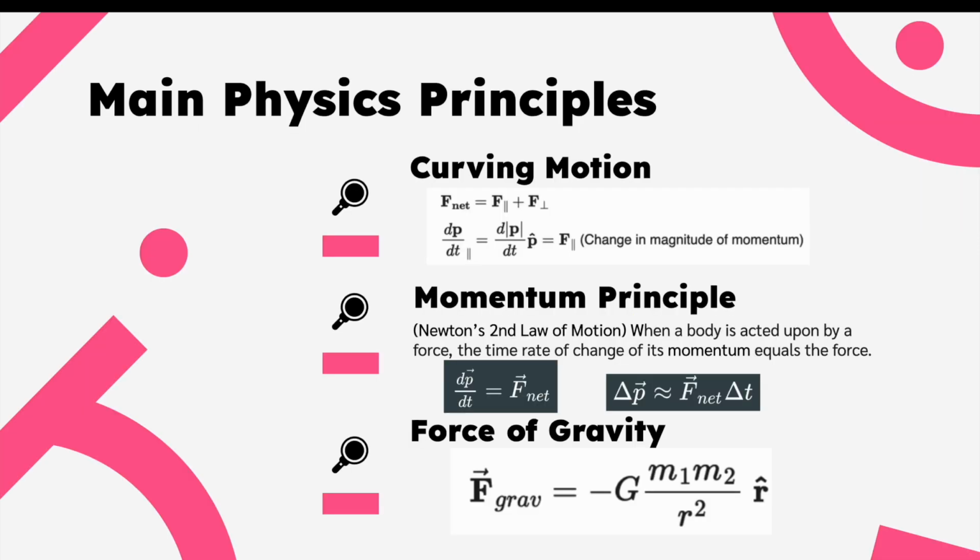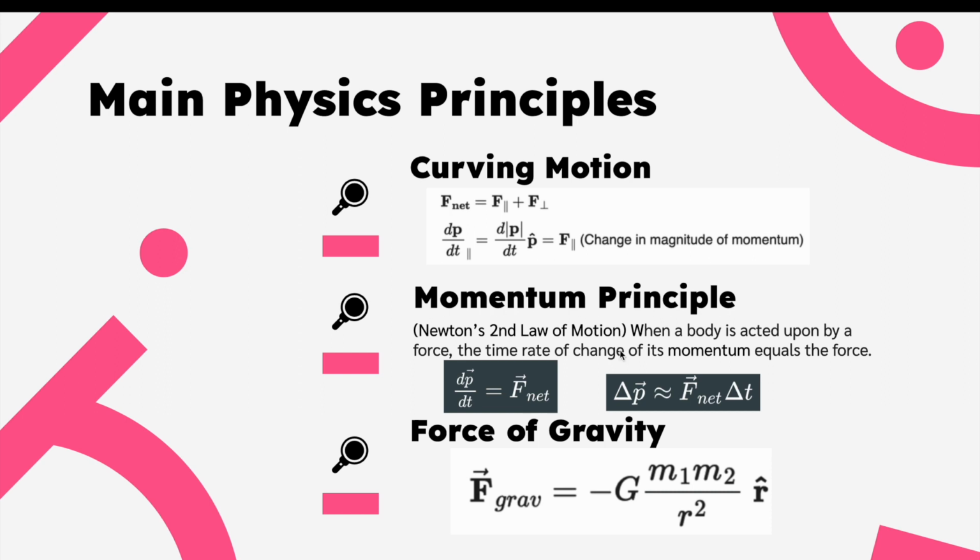The main physics principles involved were the curving motion, which helped us break down Fnet into its parallel and perpendicular components. This also broke down further using the momentum principle, which is dp over dt. We can break down the parallel components. These two equations are especially important because we have a relatively easy formula for the parallel component, and we can find the perpendicular component by subtracting Fnet minus the parallel component.